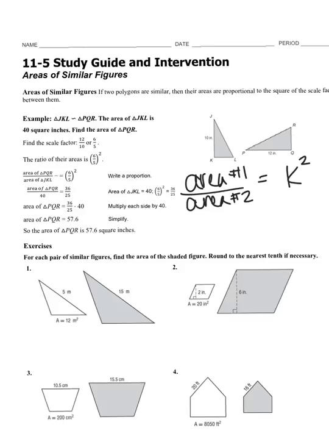Well, I'm going to want k by itself. So what's the opposite of squaring something? I'm going to be taking the square root of the proportion of the areas. So we'll get in quickly to question number 1.